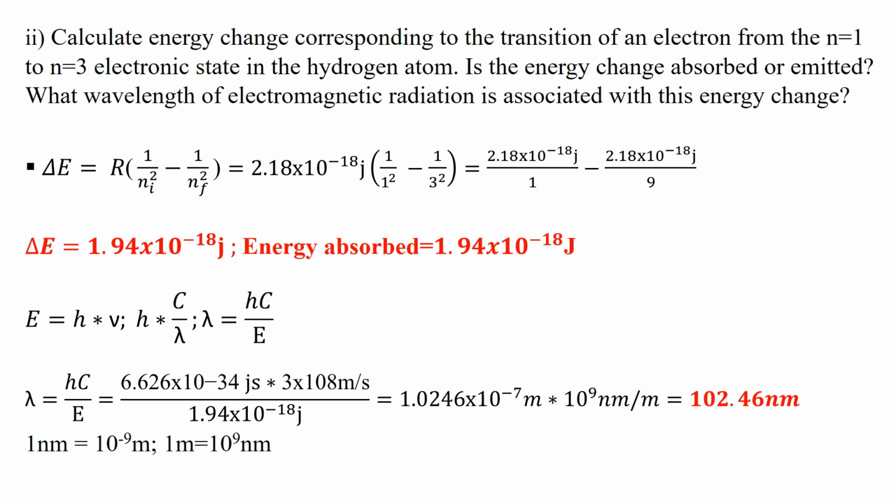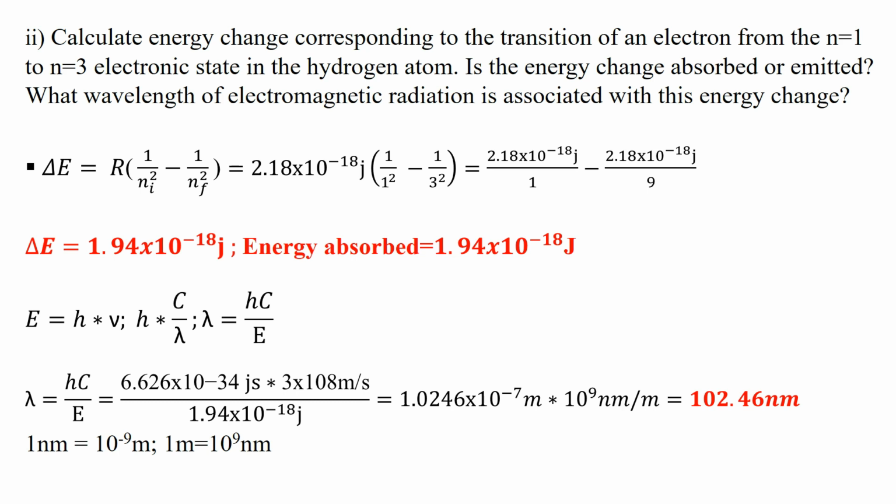If you check, here the energy is positive, meaning that the electron has absorbed a particular amount of energy. So the electron has absorbed a photon, and that's the reason why you see that the energy is positive. So it is a transition from n equal to 1 going to n equal to 3.